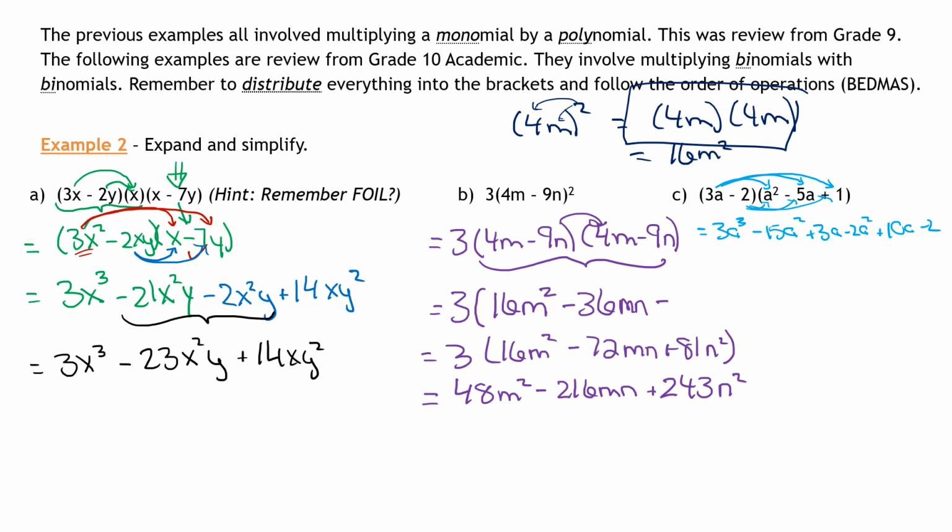I'm going to start with the 3a cubed, no other a cubed, so that's going to stay 3a cubed. Now I go to the a squareds. There's negative 15a squared and negative 2a squared, so they are going to be negative 17a squared. And we've got an a and a single a here. That's 13a. And this is our only constant at the end, minus 2.